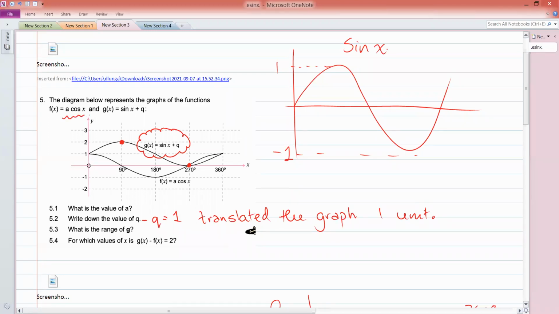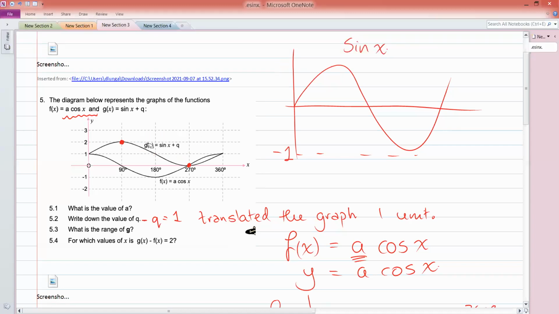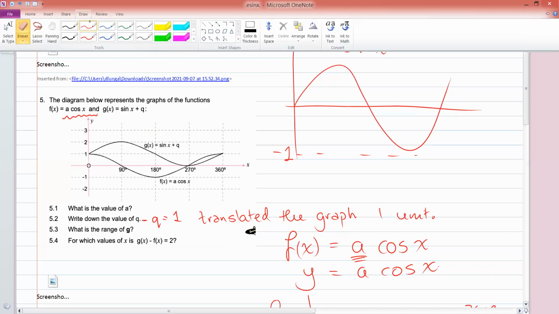Now, let's work out what our a is in this cos x. So you have the function f of x is equal to a cos x. I need to work out what this a value is. Remember, another way of rewriting f of x is y equals a cos x. Any ideas what I can do to work out what the a value is? Let's look at our graph. They've given us particular points for the a cos x. They've given us the first point here.